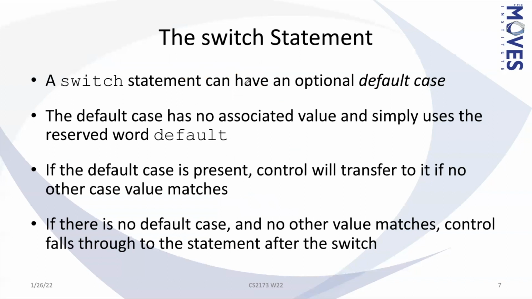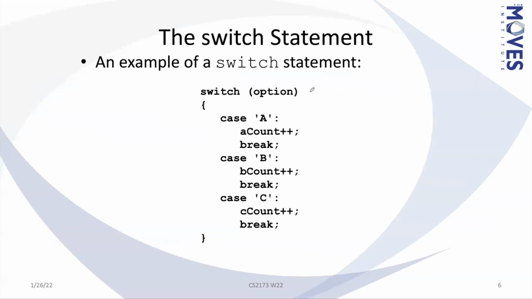Now, there's an optional default case, and what I will encourage very strongly and almost insist on is that you always have a default, because you never know when something will go awry. So for example, what would happen if a character other than capital A, B, or C is the value of the option variable here?